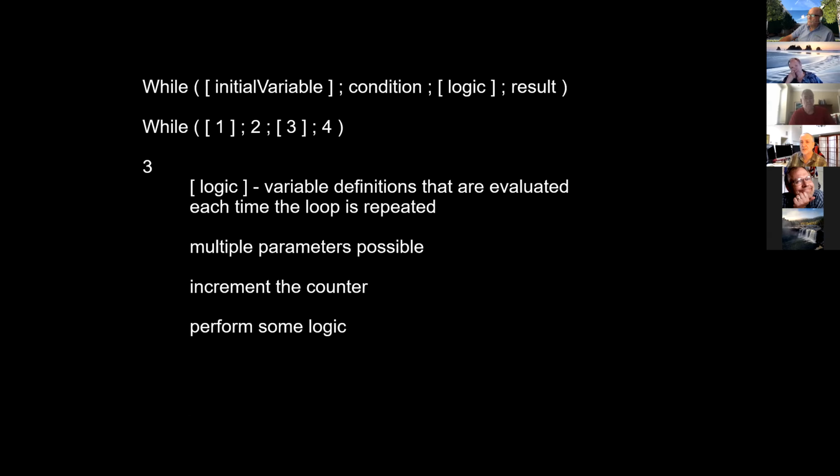So the while function, step 3, the logic. Variable definitions that are evaluated each time the loop is repeated. So this is evaluated on every cycle of the loop. Multiple parameters can go in there. That's why you have square brackets. This is where you actually increment the counter until it meets the condition, which is one of the first things that was hard for me to understand. And then, of course, you perform some logic.